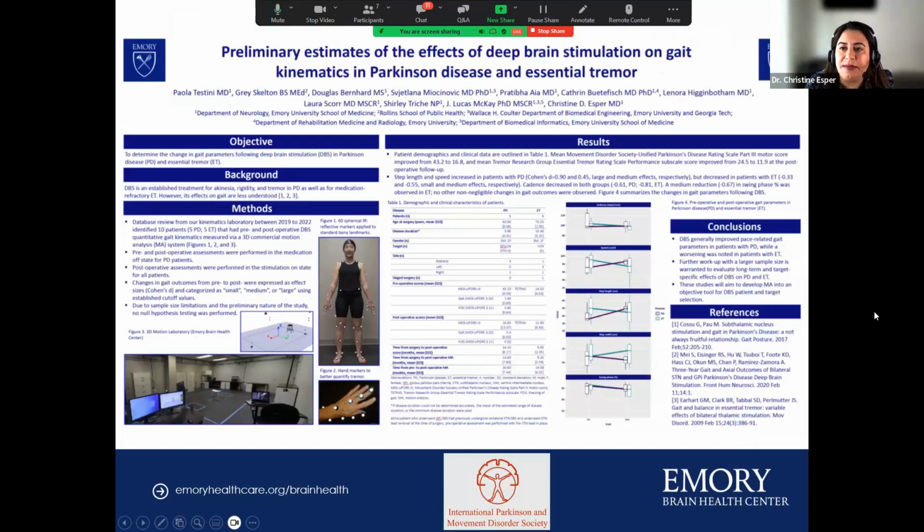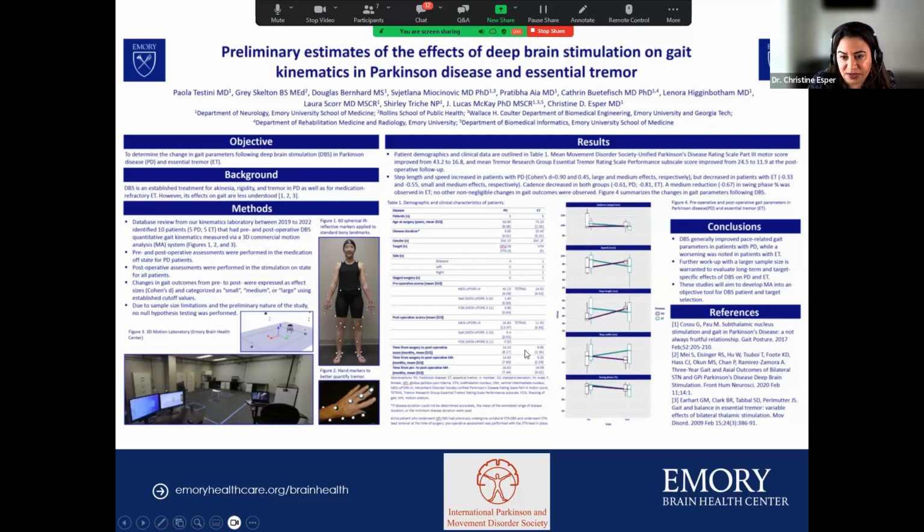So here's another area that we've looked at, again, looking at gait, but we wanted to compare the effects of deep brain stimulation on gait kinematics in Parkinson's disease versus essential tremor. This was a small study presented at the Movement Disorders Society meeting last year in Madrid. So we had 10 patients, 5 patients with Parkinson's disease and 5 with essential tremor. We looked at the data that we gathered in the lab with gait before DBS and again after DBS.